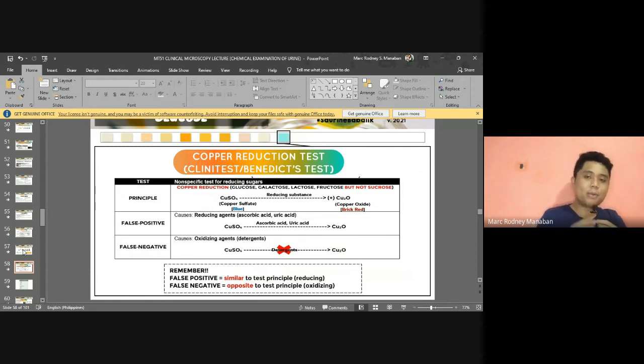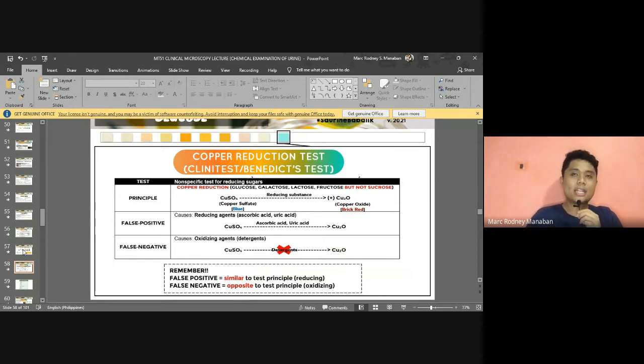Alright. So for the copper reduction test, again, dears, it follows the principle of reduction. So we can detect, again, other reducing sugars, except for sucrose. Okay, your sucrose is not a reducing sugar. So therefore, your sucrose cannot be used as a positive control for your copper reduction tests. Because again, your sucrose is not a reducing sugar. So your table sugar cannot be used as a positive control.